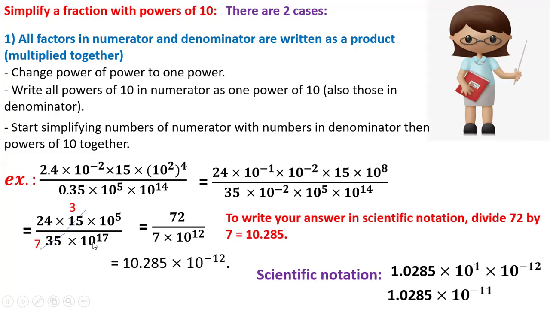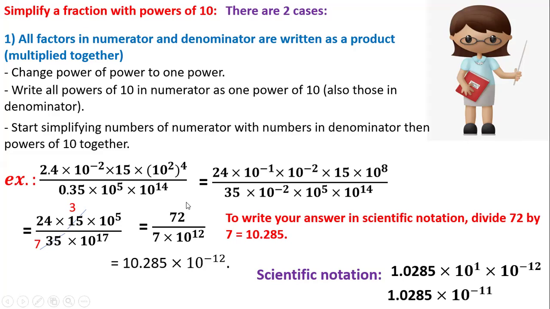Now I come to the powers of 10. Up I have 10 to the power 5, and in the denominator I have 10 to the power 17. So I ask, where is the power of 10 more? In the numerator or in the denominator? Of course, 17 is greater. So what I do is I write times 10 down in the denominator where it's more. Then I say 17 minus 5 is 12. So this is my answer in the simplified form.